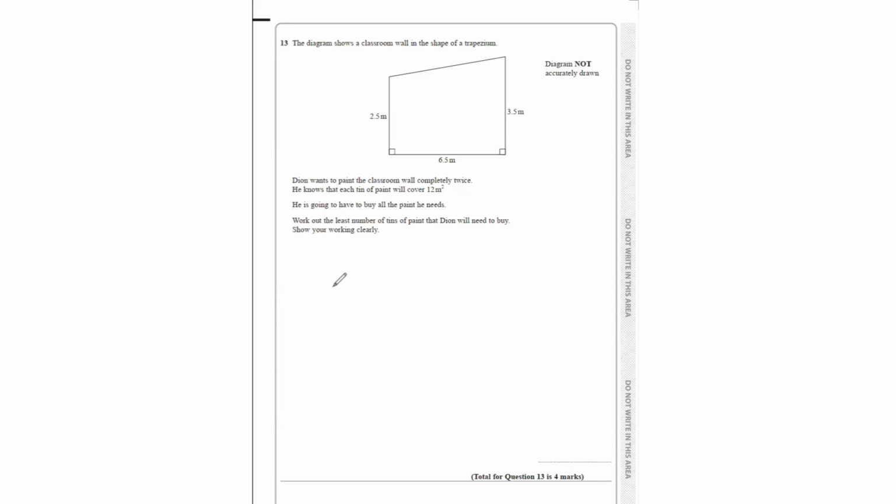Dion wants to paint the classroom wall completely twice. He knows that each tin of paint will cover 12 meters squared. He's going to have to buy all the paint he needs. Work out the least number of tins of paint that Dion will need to buy. Show your working clearly. So first, let's begin by finding the area of the wall.